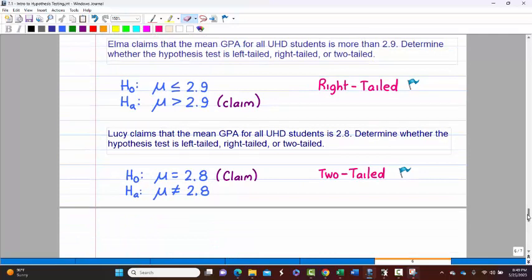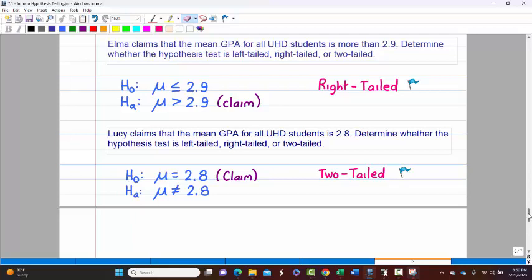And what we got here, Lucy claims the mean GPA for all UHD students is 2.8. Determine left-tailed, right-tailed, or two-tailed. Is translates to equals. So equal, by definition, has to be a Ho. So that's the claim. So the Ho will be mu equals 2.8. And then the equal pairs up every time with not equal. And then go back and look at those. Equal, not equal is a two-tailed test.